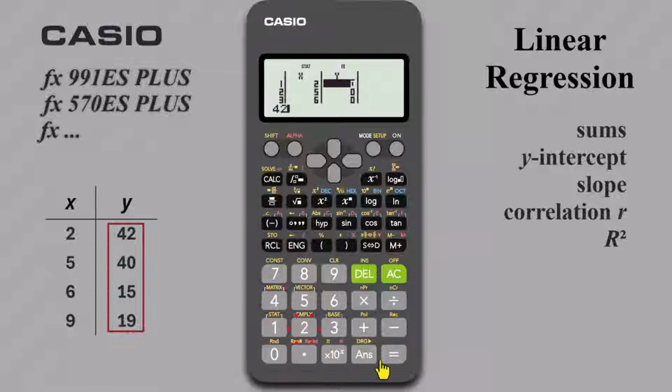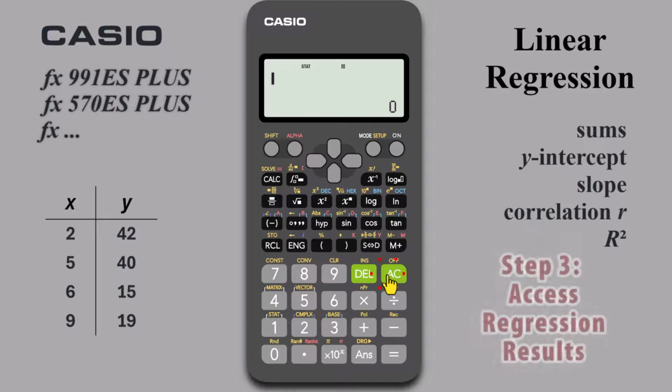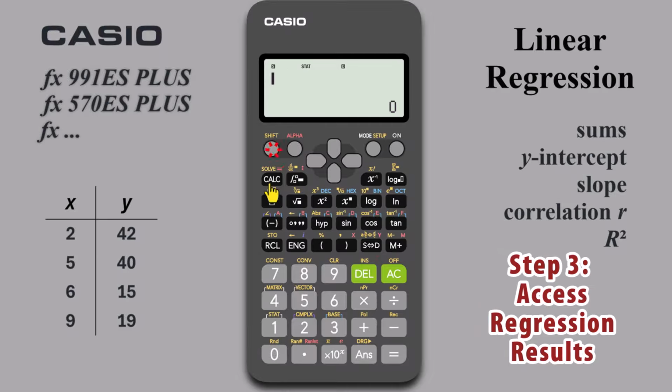42 equals 40 equals 15 equals and 19 equals. When all data is entered, press AC to clear the screen. Press Shift, then 1 to open the Stat menu.